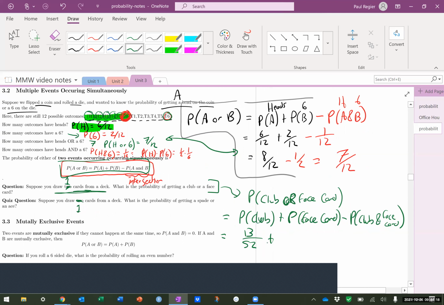How many face cards are in our deck? There's king, jack, queen. So that's 3 per suit, and there's 4 suits: clubs, hearts, diamonds, spades. So that's 12 out of 52. Okay, but how many of these are both clubs and face cards? You could have the jack of clubs, the queen of clubs, the king of clubs. So that's 3 out of 52. So probability of getting a club or a face card on that card is 13 plus 12 minus 3. So 22 out of 52.